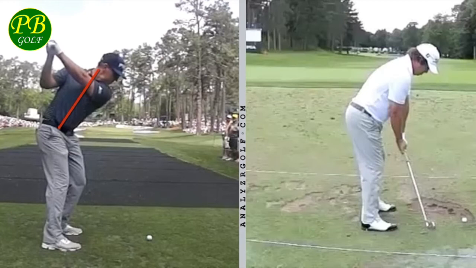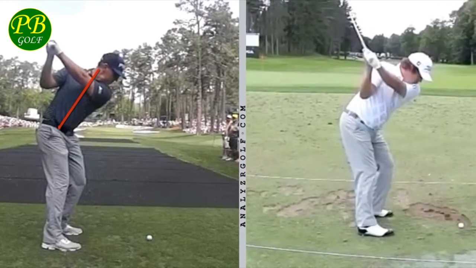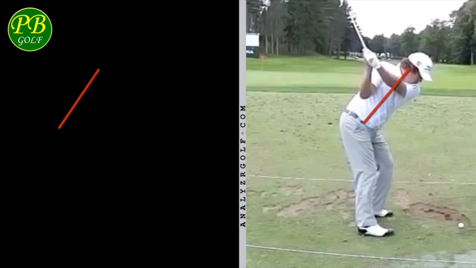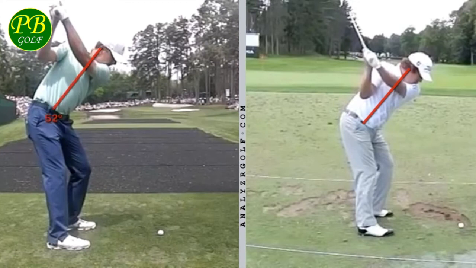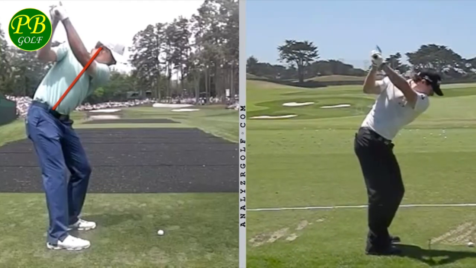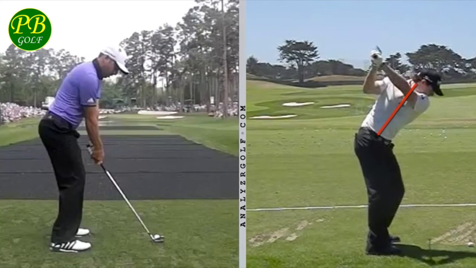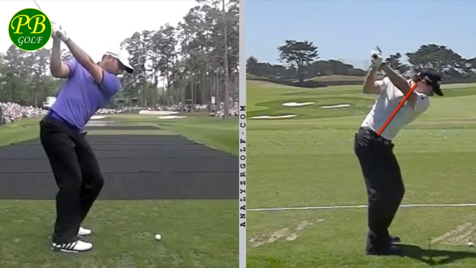Jason Dufner, top of backswing, tilted to the left. Jordan Spieth, top of backswing, tilted to the left. Rory, top of backswing, tilted to the left. Garcia, top of backswing, tilted to the left. So it really is a case of everybody tilts.